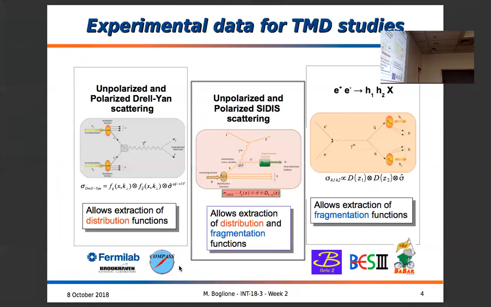In between, there's semi-inclusive deep inelastic scattering, in which the cross-section is actually a convolution of both distribution functions and fragmentation functions. So in semi-inclusive deep inelastic scattering, we have a lot of information, but this information is more tangled in a way, and you require some expertise to be able to disentangle the 2 contributions in these processes.